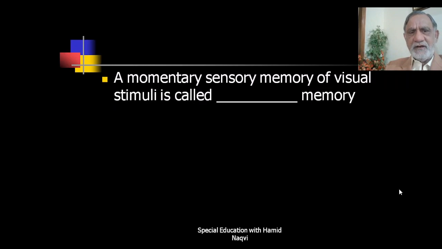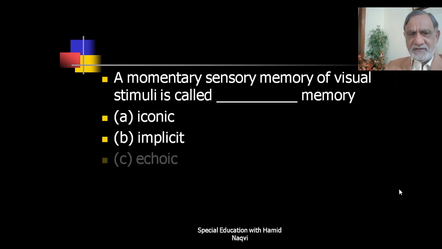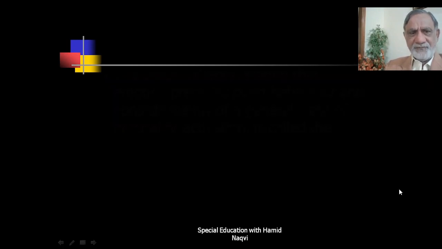Next question: a momentary sensory memory of visual stimuli is called dash memory. Iconic, implicit, echoic, or flashbulb. The correct one is the first one, that is iconic.